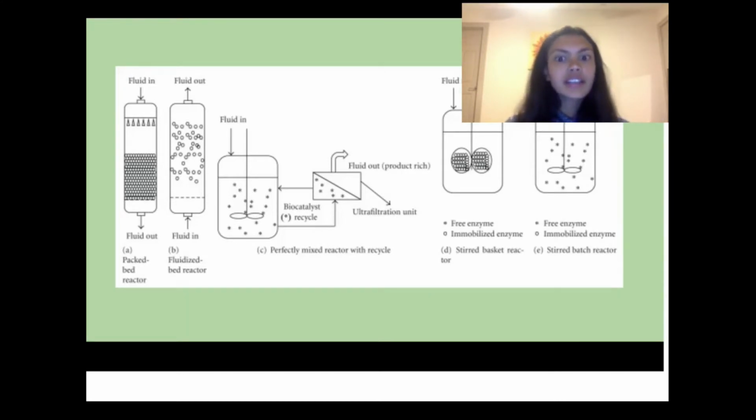Figures D and E depict the batch operation, where the bioreactor is filled with an enzyme and then sealed, and then the reaction will take place in this enclosed environment. Since there is not a continuous flow of fluid in the bioreactor, when the reaction is finished, the enzyme will have to be discarded.